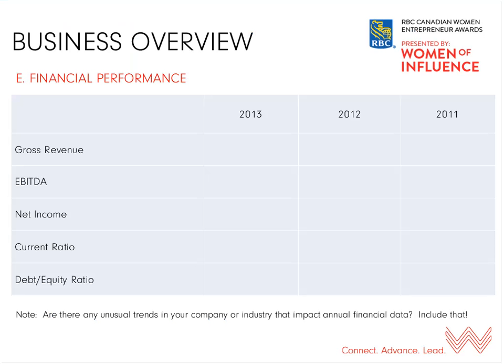Now, look at this. This is easy. This is the whole financial section of the entire application. It's only 5 numbers and 3 years. We can do this. You'll notice in the top line across, we're looking for your numbers from 2013, 2012, and 2011. And we're looking for 5 key numbers, and this is to get a sense of the size of your business and the rate of growth, because that's what we're really looking for, and it really helps the judges compare applicant to applicant.